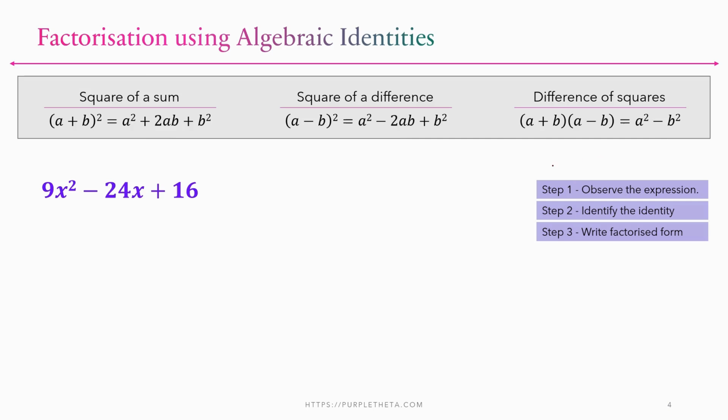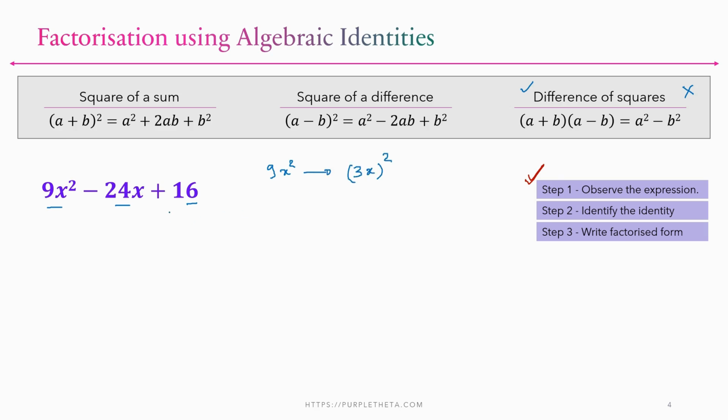Our first step is to observe the expression, right? In this example, there are three terms, that is 9x square, 24x, and 16. So identity 3, that is difference of squares, does not apply in this example, right? Now let us see our first term, that is 9x square is a perfect square, and this can be written as 3x whole square, right?